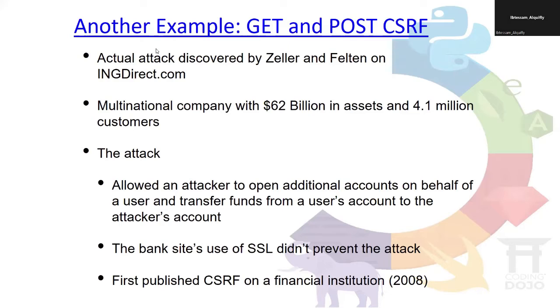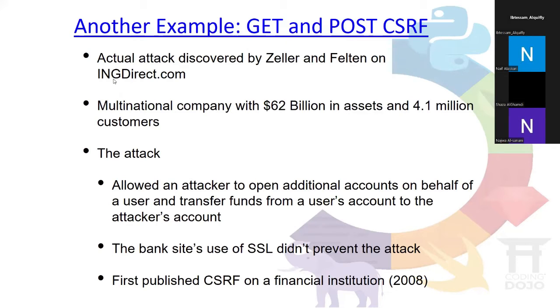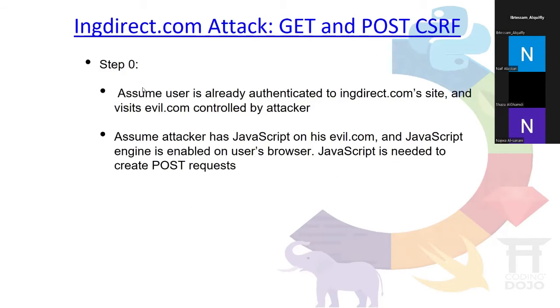Okay. Again, this is an example. If you guys have time to read it, it's showing that there is a multinational company called ING Direct. This is ING. They are really huge. As you can see, they have 60 billion in assets and 4.1 million customers. This is back in 2008, and the attack allowed someone to steal funds from ING Direct through a CSRF attack.